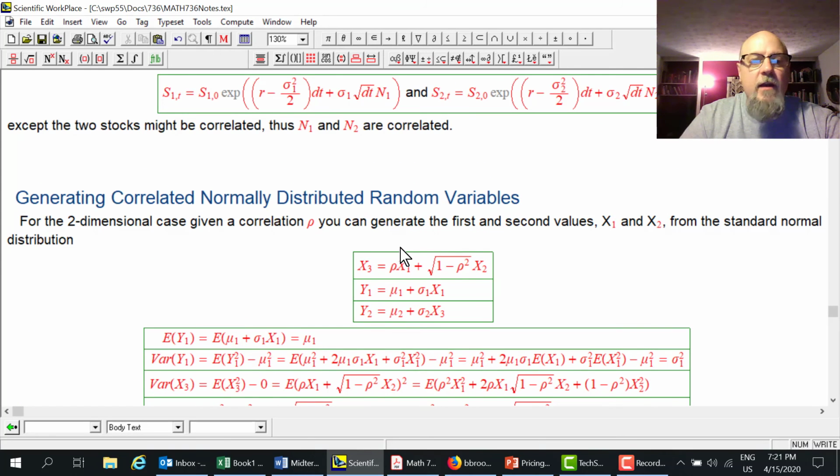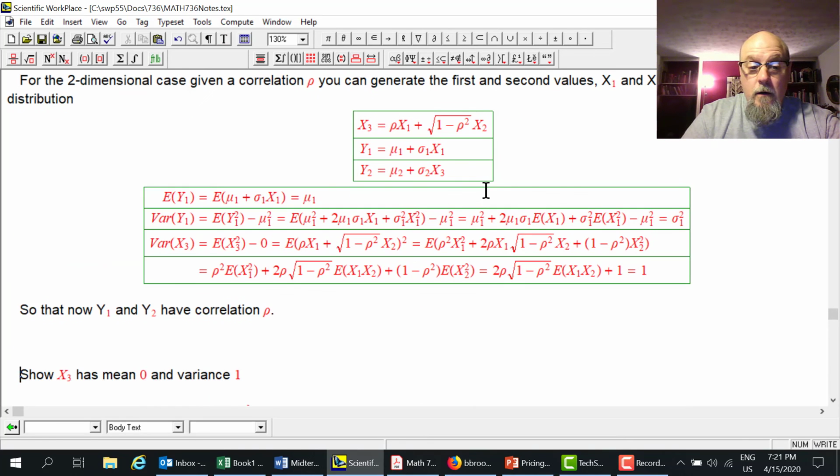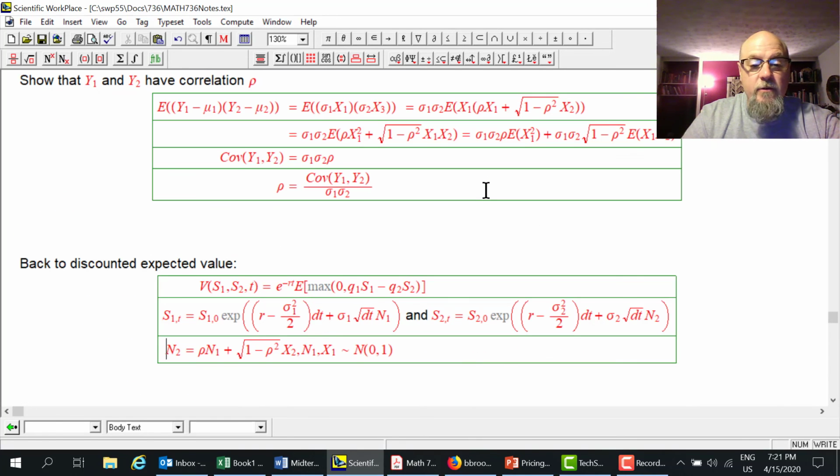We were almost there. Let's go back to what we were doing. We were going to use our discounted expected value. All we had to do was generate stock returns that were correlated. Now we can. So back to a discounted expected value. Our value of our exchange option depended on the value of the two stocks and the time. We're going to make it the discounted expected value of the payoff. I put in the payoff for our exchange option. We're getting Q1 of S1 stocks. We're giving Q2 of S2 stocks. Maximum of that or 0, because we won't exercise the option if it's not beneficial to us.